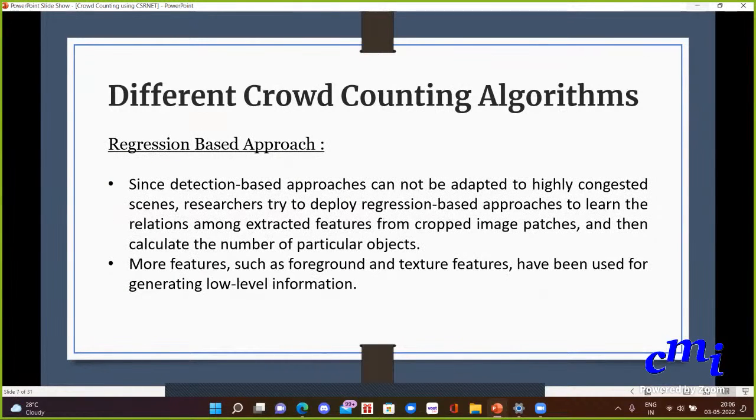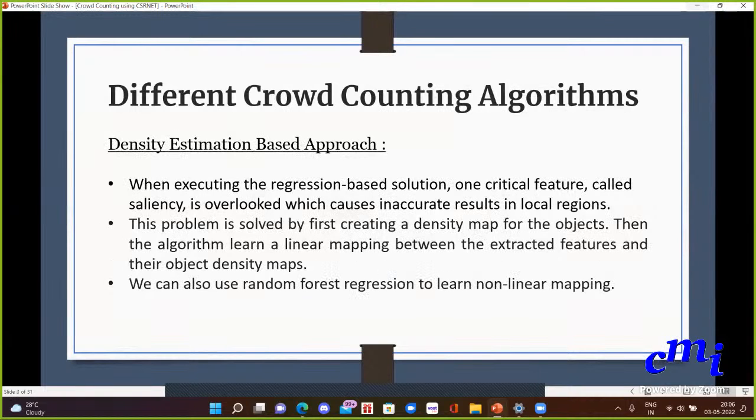To tackle this problem, researchers try to deploy regression-based approaches to learn relations among extracted features from cropped image patches and then calculate number of particular objects in the frame. To generate low-level information, features like foreground and textures were used. But regression-based model overlooks saliency, which causes inaccurate result in local regions.